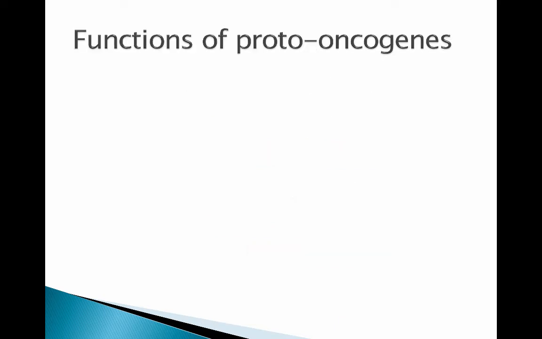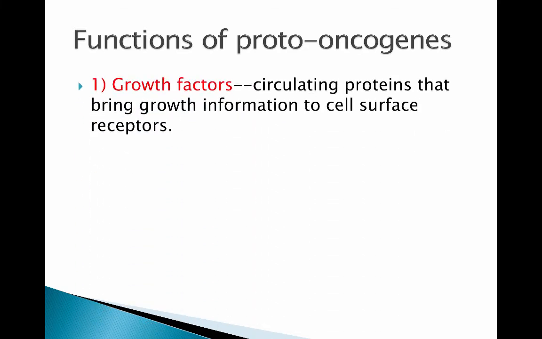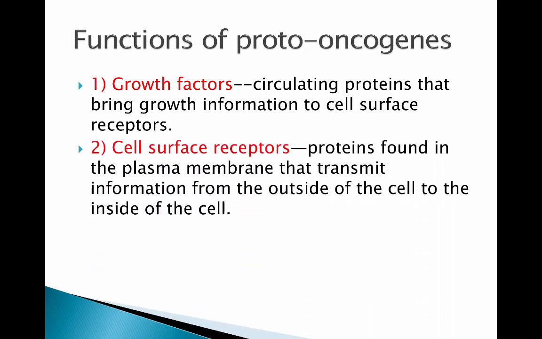Now, proto-oncogenes kind of break down into 4 different functional groups. The first are growth factors. Now, growth factors are circulating proteins. They bring information to the cell surface receptors. Cell surface receptors are proteins that are found in the plasma membrane, and they'll take that information and transmit it from the outside to the inside of the cell. Guess what? The RAS protein is one of these.